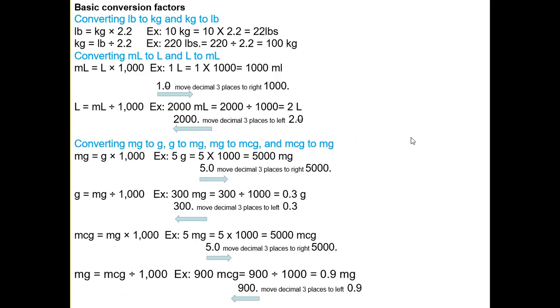On here, I'm just showing you some basic conversions and how to break them down. If you're going from pounds to kilograms, you're going to multiply by 2.2, as you see in the example here, 10 kilograms equals 10 times 2.2 or 22 pounds. If you're going from pounds to kilograms, you divide by 2.2. So we have 220 pounds. We divide it by 2.2. That gives us 100 kilograms. Milliliters to liters and liters to milliliters.